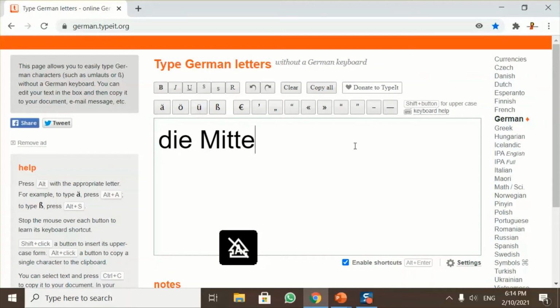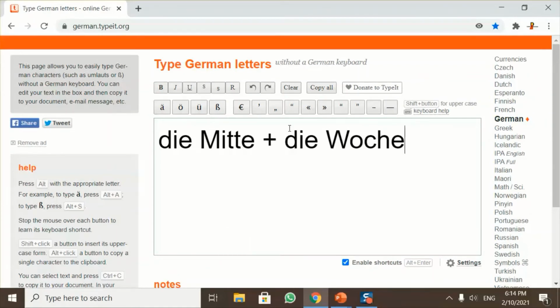die Mitte and die Woche, the middle, the week. And I showed you that the E is removed from this word and from Woche, and it becomes Mittwoch. And I've also told you that the compound nouns in the German language will have the definite article of the last noun in the compound noun.